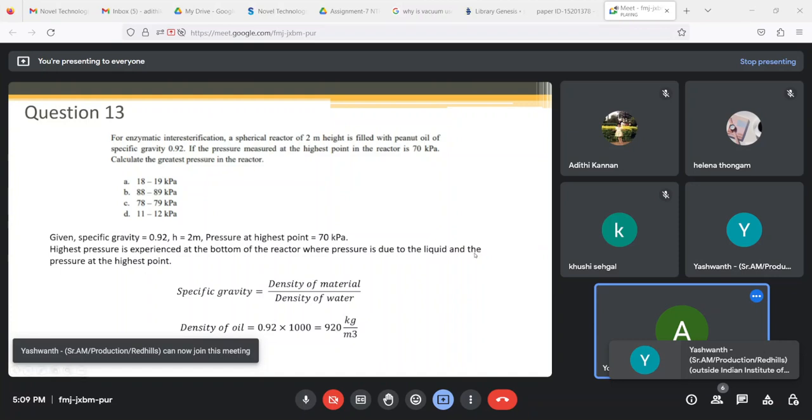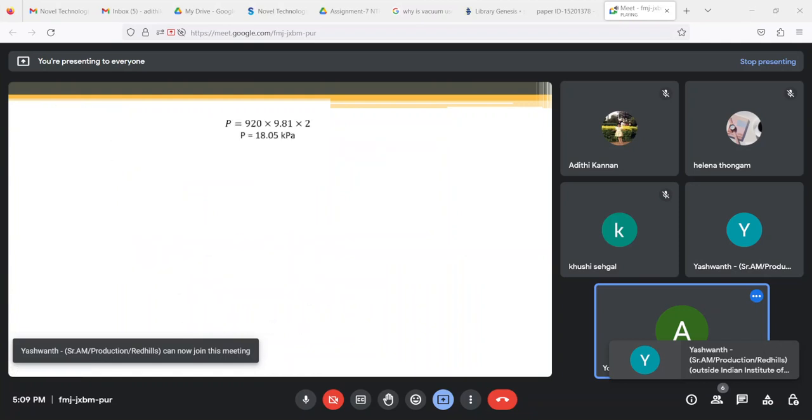So now we have the density of the oil. With the density of the oil, we can calculate the pressure due to the liquid. The pressure due to a height of a fluid can be given as rho g h, where rho is the density, g is the acceleration due to gravity, and h is the height of the liquid. So rho is 920 kg per meter cube, g is 9.81, and height of the liquid is 2 meters. If you substitute the values, you get 920 into 9.81 into 2, which is 18.05 kilopascals.